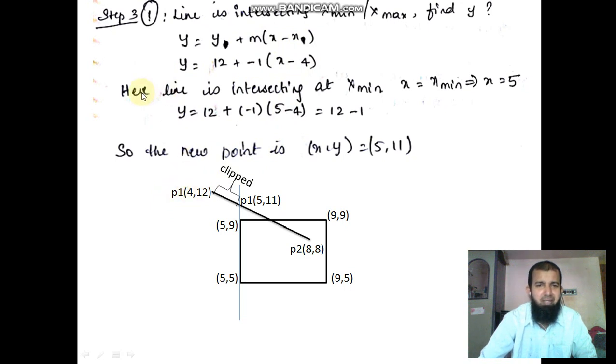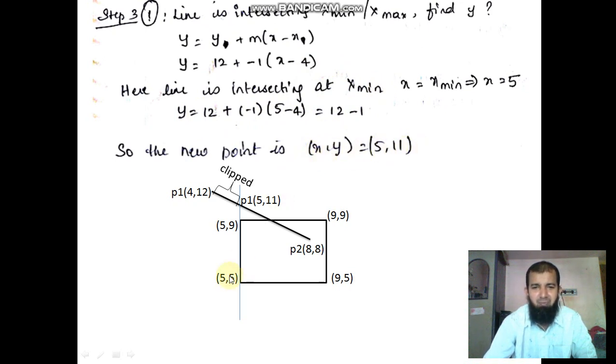Here the line is intersecting at x min. This is the x min value. What is the x value here? X min is 5, so x is equal to 5. Then y is equal to 12 plus minus 1 into 5 minus 4, so you get 12 minus 1, which is 11. So x is equal to 5 and y is equal to 11.